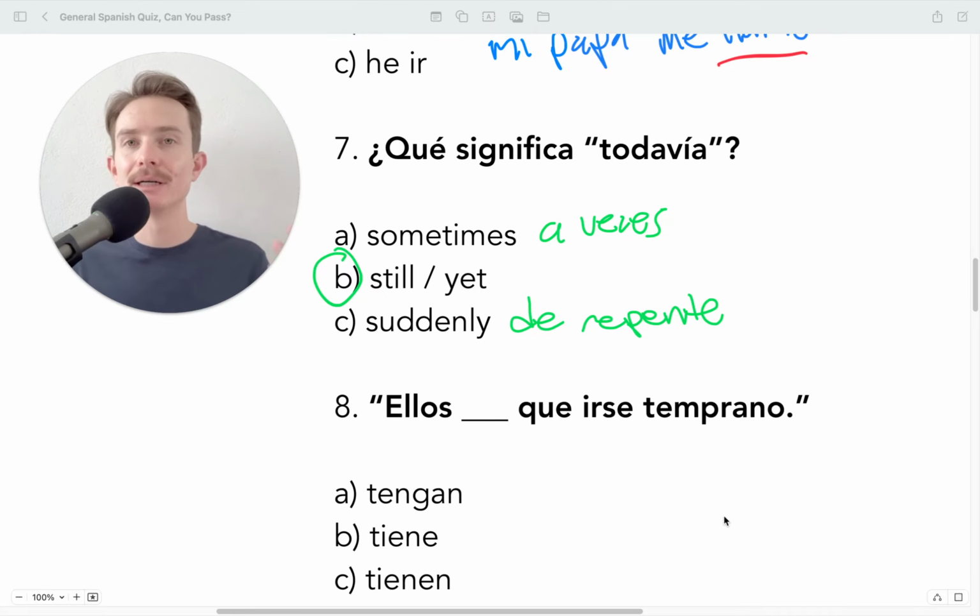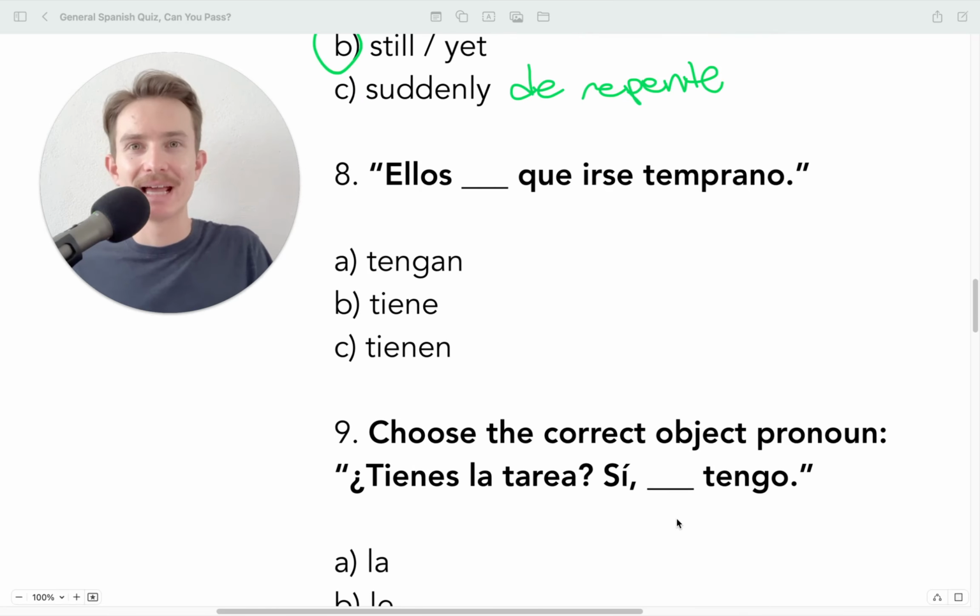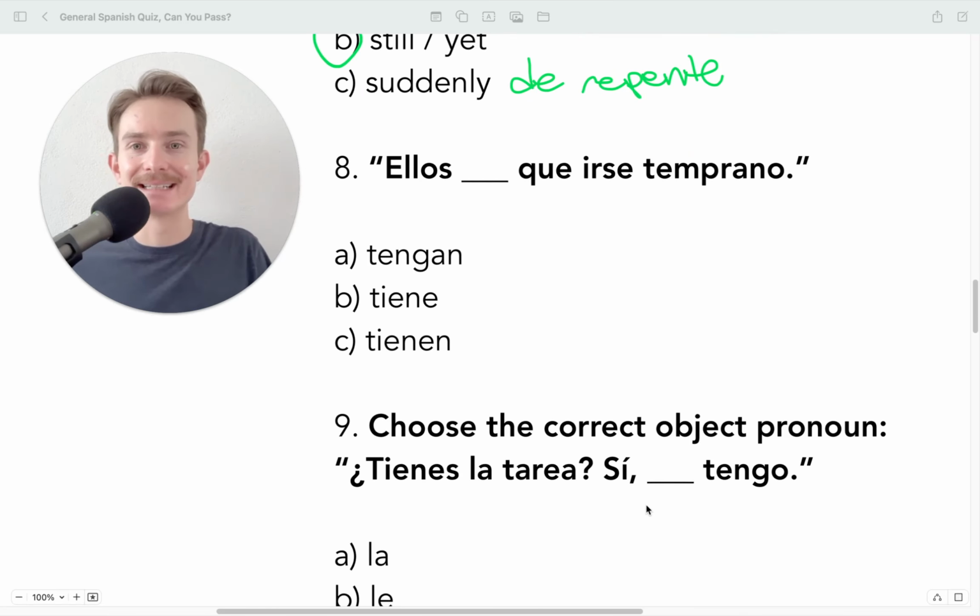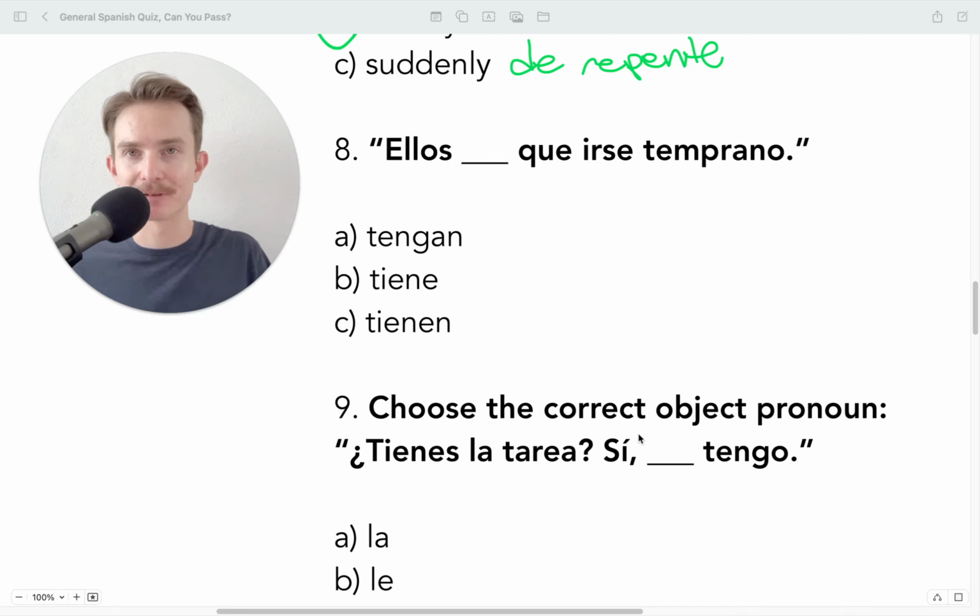I still love you. Or no me has dicho todavía. You have yet to tell me, or you still haven't told me. Okay? Número 8. Ellos blank que irse temprano. Okay? Ellos tengan, tiene, or tienen. In this case, it's going to be tienen.